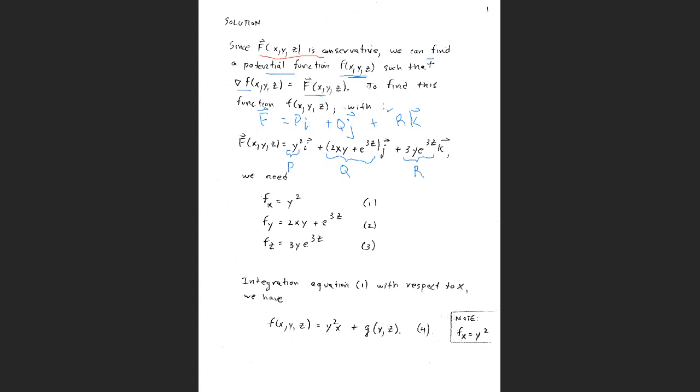The first component, P, we set equal to the partial derivative of f with respect to x. The second component, Q, we set equal to the partial derivative of f with respect to y. And the third component, R, we set equal to the partial derivative of f with respect to z. Those equations come by setting the gradient of the function equal to the vector field, and now we get three equations generated. Are there any questions up to this step? Let me give you a moment.